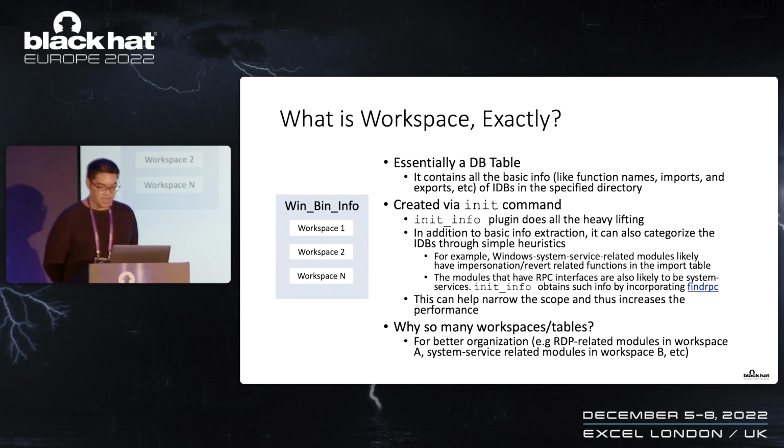In addition to info extraction, there are some simple heuristics that kick in and categorize the binaries. For example, system services likely have specific permission-related imports, like impersonation and reverse self. Services like RPC interface typically have higher privileges, so it's also worthwhile extracting this info. We did so by leveraging the IDA plugin called FindRPC. The categorization can speed up the subsequent search process because the user may only be interested in the subset of binaries that share similar features and functionalities.